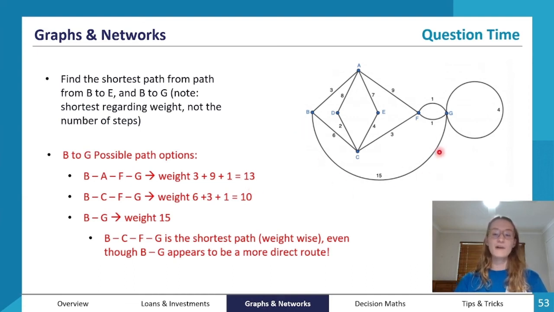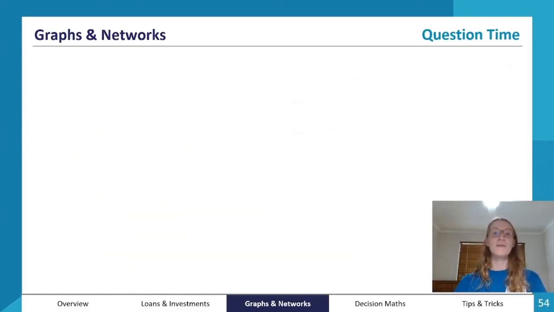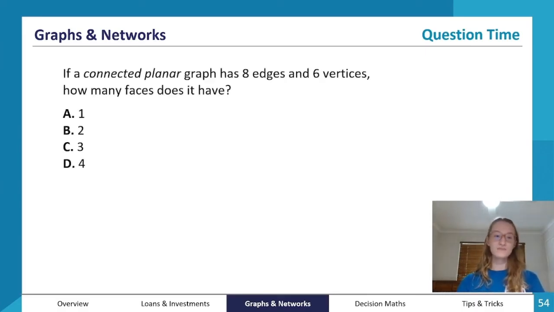via this edge here would be quicker because it's simply one edge. But when we're talking about the lowest weight, that's actually not accurate. So that's interesting to keep in mind when we're talking about the shortest path. We're not talking about the shortest number of steps or the shortest amount of edges. We're actually talking about the lowest weight.